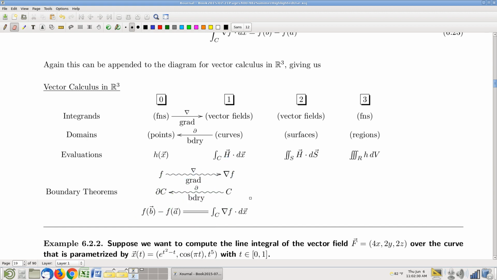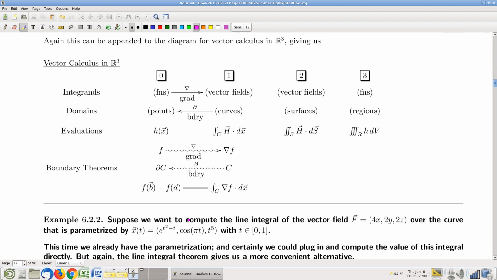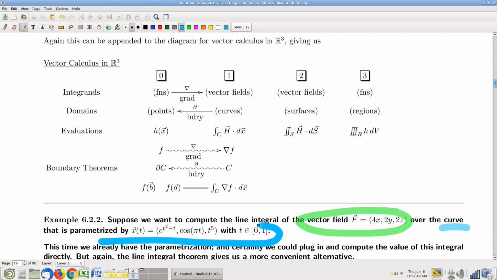Everything's the same. Okay, so let's get our hands dirty. Let's see an actual example. Now, how can we actually use this? I'm going to start with this example here. We want to compute a line integral, and we've got a vector field given, and we've got a curve given. In fact, not only is the curve given, but the curve is parameterized.